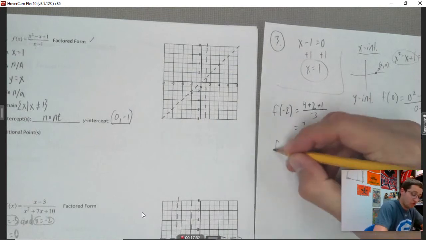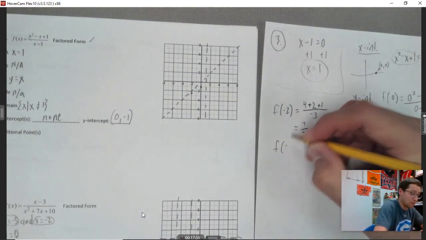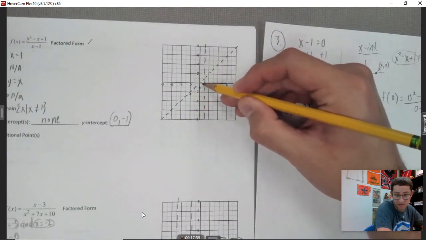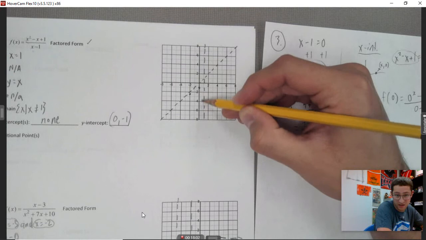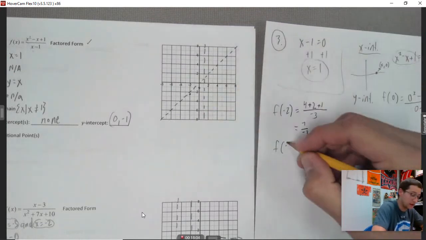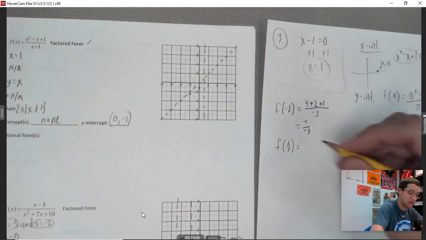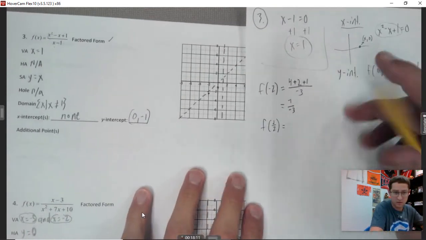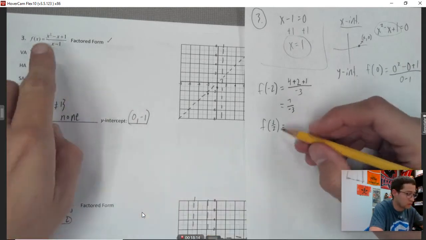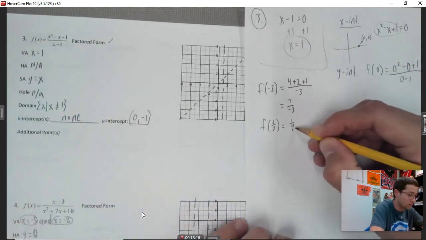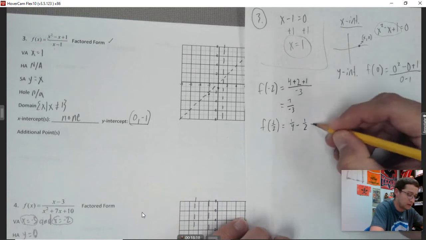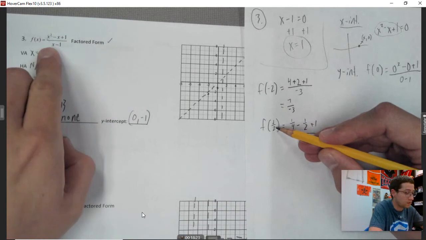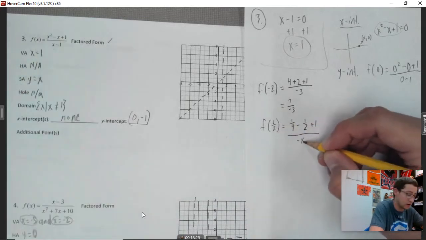And maybe to double check, go ahead and plug in 1/2, right? I'm just picking these values based on where it is. So 1/2 is right in here, so theoretically we'll have something down in this vicinity. This one's a little funky, we are going to use some fractions here. 1/2 squared, that's 1/4. 1/4 minus 1/2, and then plus 1, all over 1/2 minus 1, so that's negative 1/2.